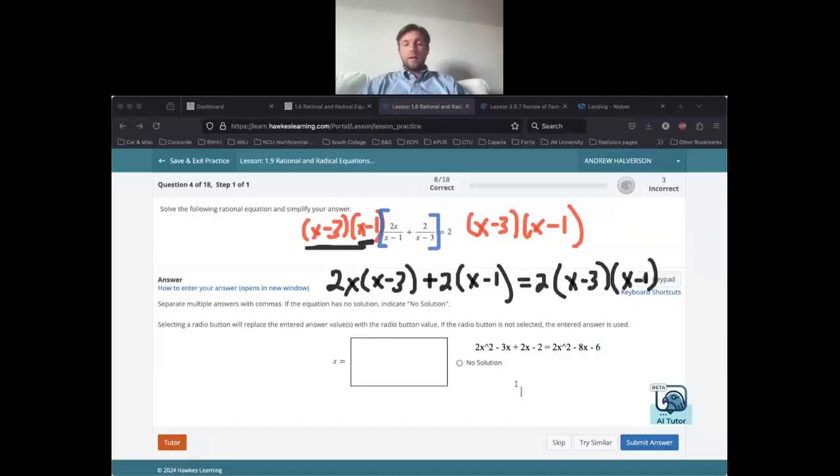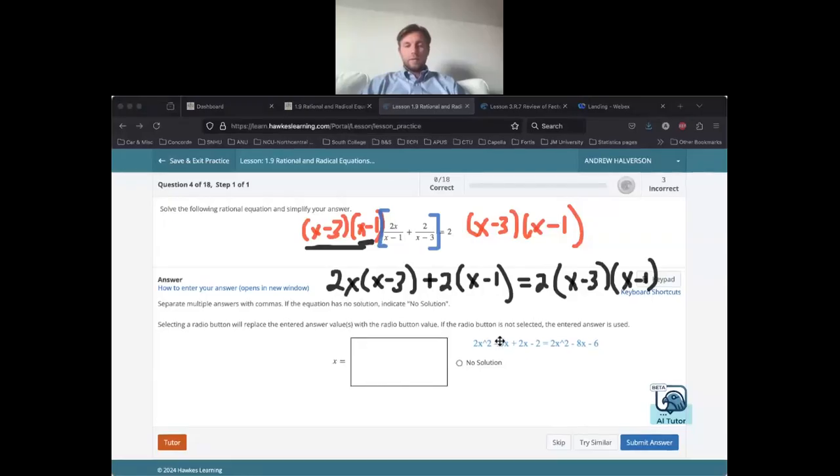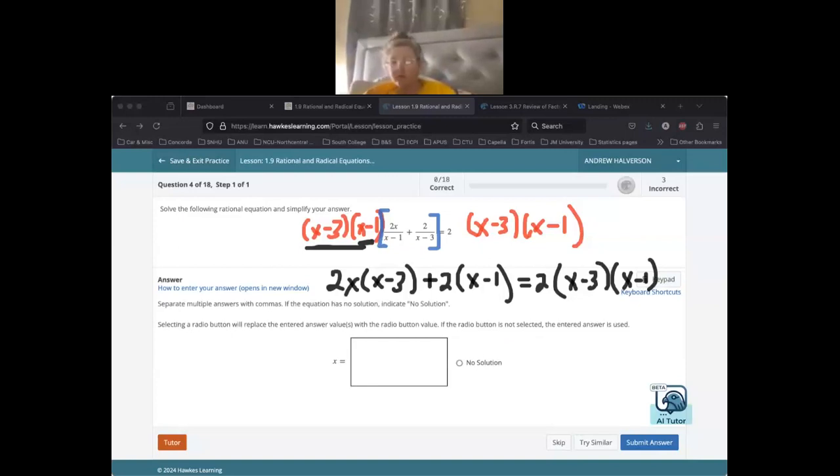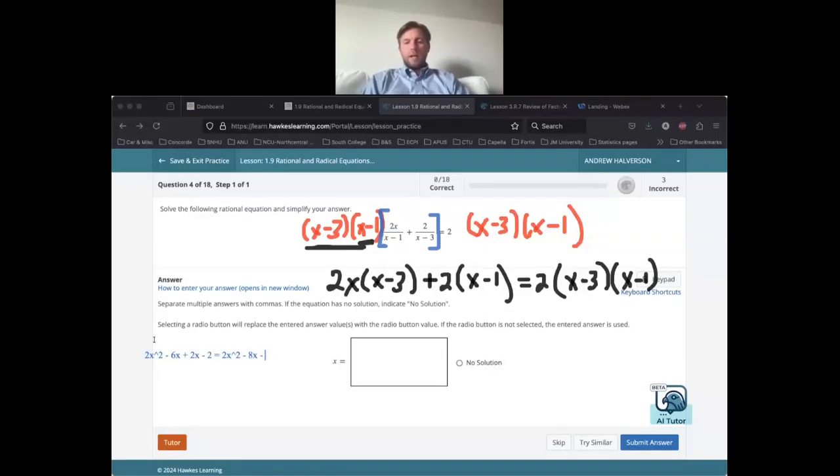I have a question. Uh-huh. At the very beginning with your 2x, I get 2x squared, but 2 times 3 is not 3x, is it? Oh no, it's not, it's 6x. Okay. I'm going to get rid of that. Thank you. So 2x squared minus 6x plus 2x minus 2. And then this one we had 2x squared minus 8x minus 6.